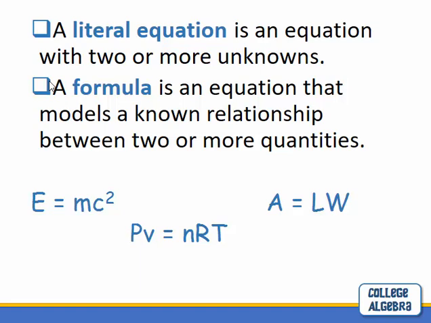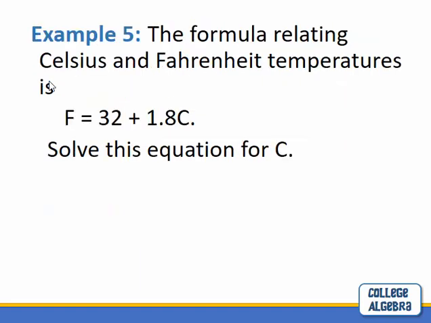We've got Einstein's relativity, E equals mc squared. The ideal gas law from chemistry, pressure times volume equals nRT. The area of a rectangle is length times width. So we see these things all over the place, okay? And it's really important to be able to manipulate them and solve for particular variables. That's what we're talking about here.